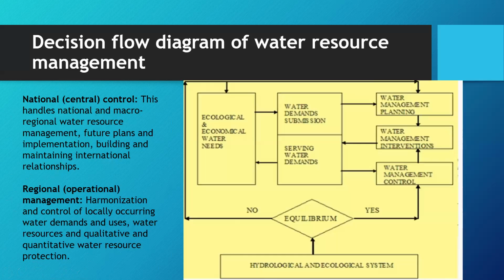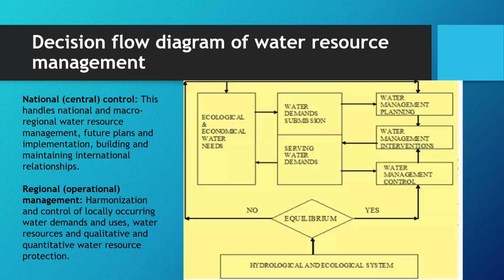Okay, so we are going to look at the decision flow diagram of water resource management. But we're going to first define the national central control. This handles national and macro-regional water resource management, feature plans and implementation, building and maintaining international relationships.